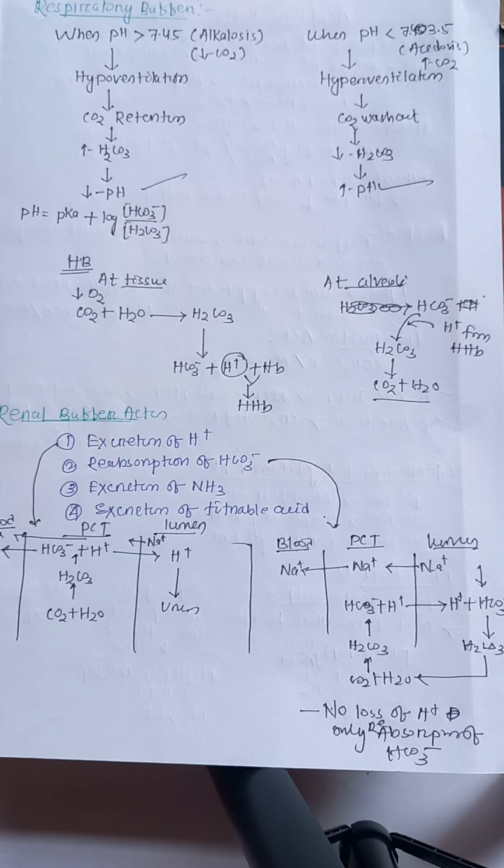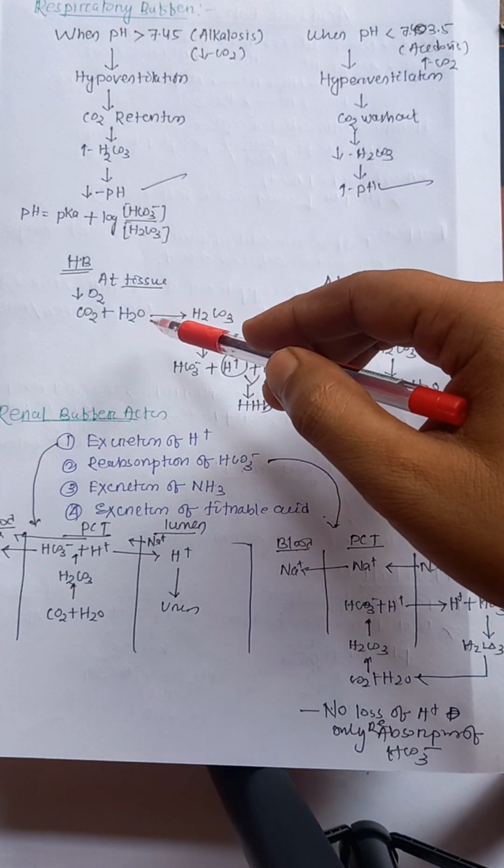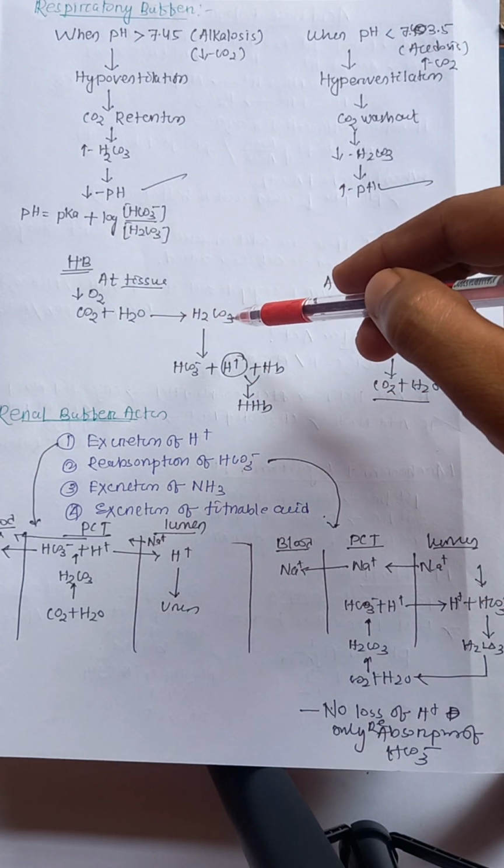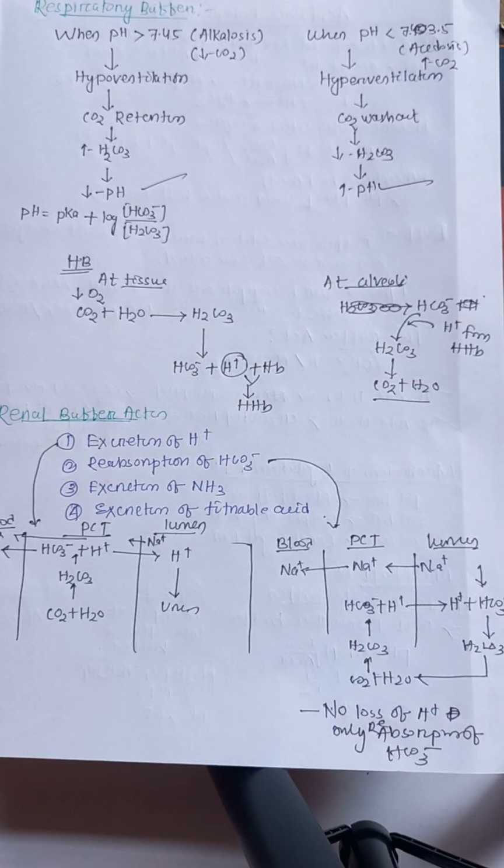So if there is a decrease in CO2, what do the lungs do? They try to increase the CO2. So they do hypoventilation, less ventilation. CO2 retention occurs, with an increase in the partial pressure of CO2 and an increase in H2CO3. Like this, pH is controlled by the respiratory buffer mechanism. Also, hemoglobin is one of the respiratory buffers: at the tissue site, CO2 plus H2O gives H2CO3. HCO3 minus, bicarbonate, is the most transported form of CO2, you know this.